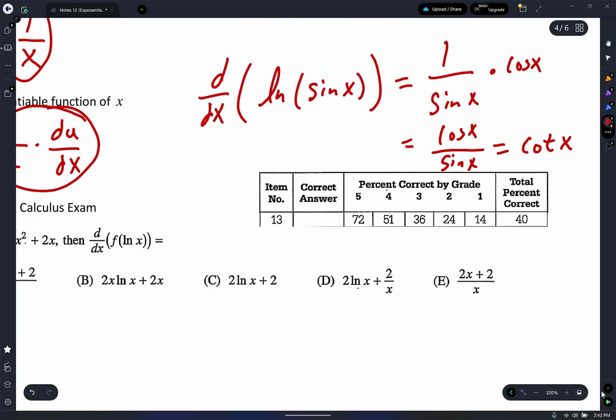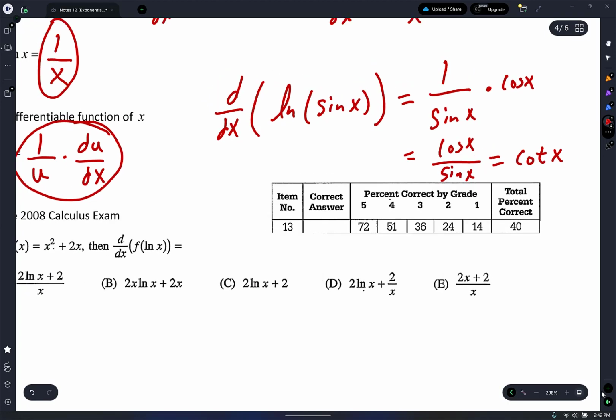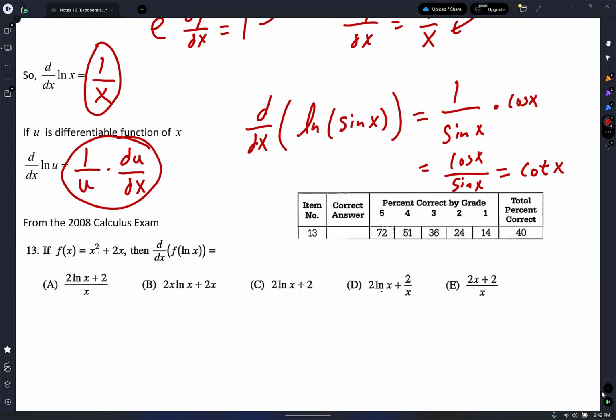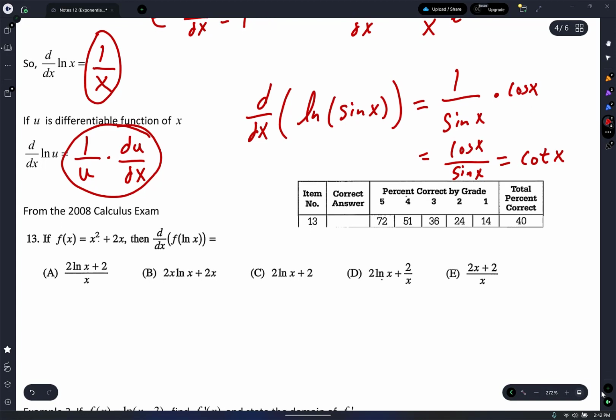If you want to know what is the big difference between 4s and 5s, it's questions like number 13. Chav, how do you know that? Look at the percentage of 4s that are getting it correct, just barely more than half, and look at the percentage of 5s that are getting it correct, 72%. So questions like 13 are what's going to make the difference between a 4 and a 5.